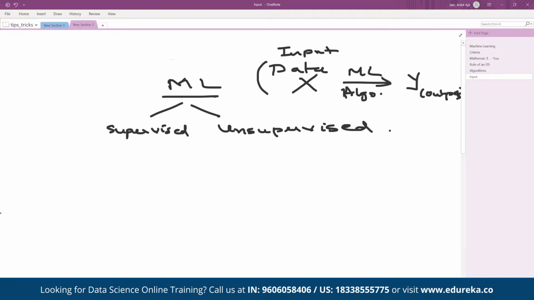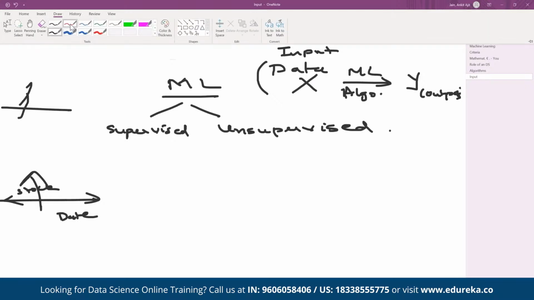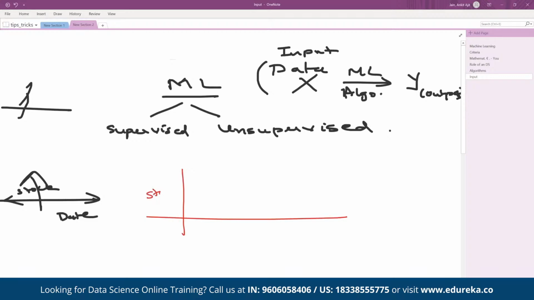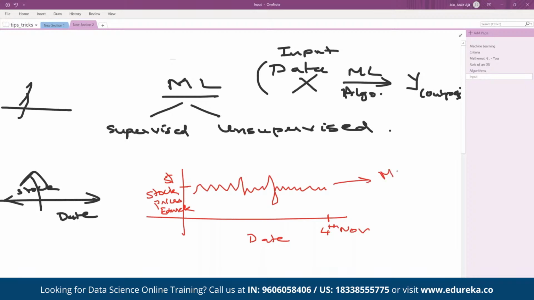To make it easier to understand, suppose you have made a graph which gives a relationship between stock price and date. Let me name the stock: say Edureka has a share, and we want to see the behavior of Edureka with respect to date, 4th of November. We know the prices till today. Suppose these are the Edureka share prices, in some dollars. Suppose we feed this data into a machine learning model.